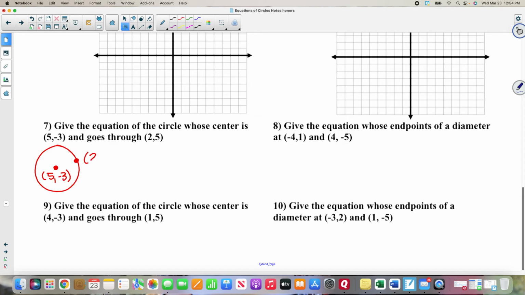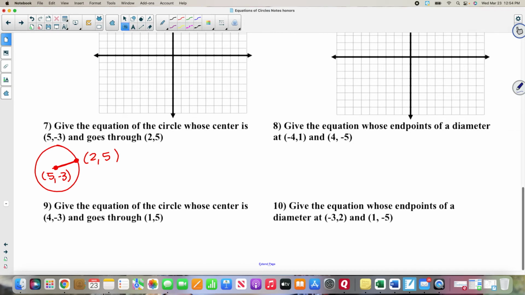So if you have a circle that has a center of 5, -3 and goes through the point 2, 5, how are you going to get a radius? I need to know how far this is. The distance formula. So the distance formula is going to give me the radius. Okay?